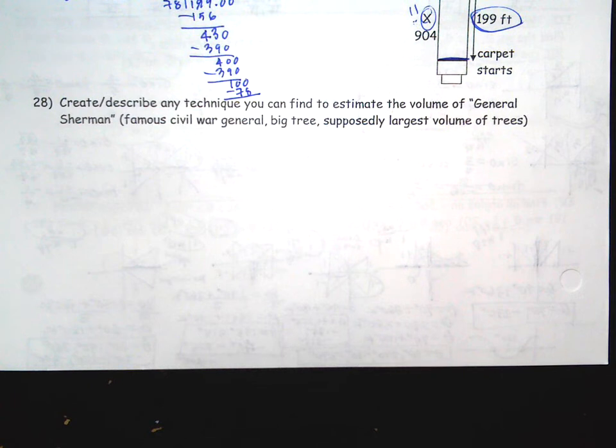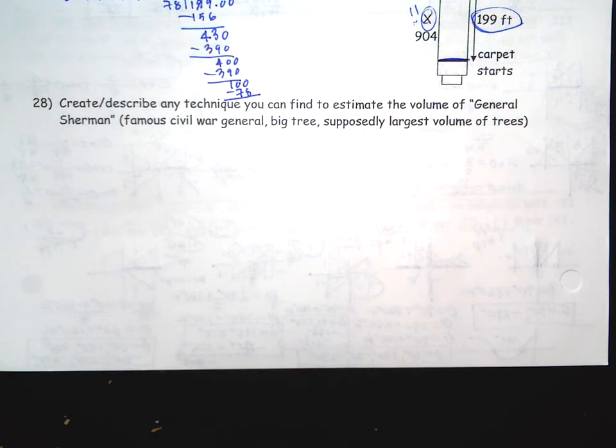Describe any technique you can find. You could look it up, Google it, or come up with your own idea to estimate the volume of General Sherman, which is a famous Civil War general, but we're not talking about him. We're talking about the biggest tree. It's a sequoia tree, the largest volume tree. They consider it the largest tree in the world, but there are different definitions of largest tree. There could be largest in terms of root structure, height, or how far out the branches go, but volume of the tree trunk is how you could do this.